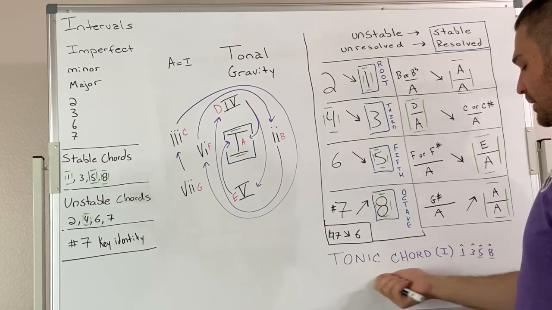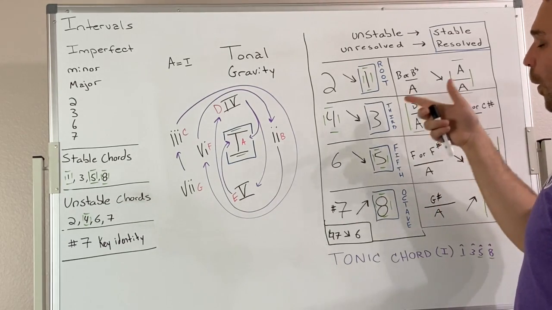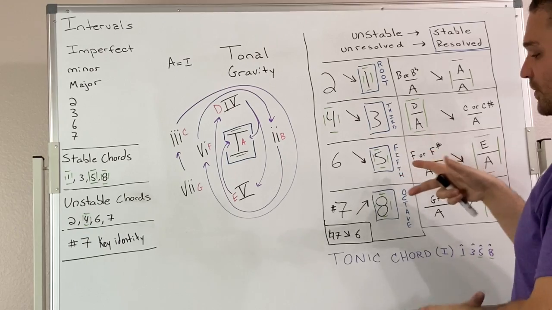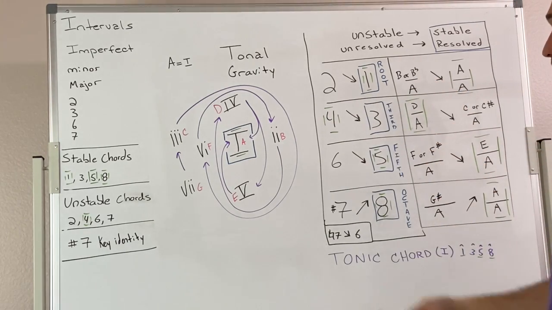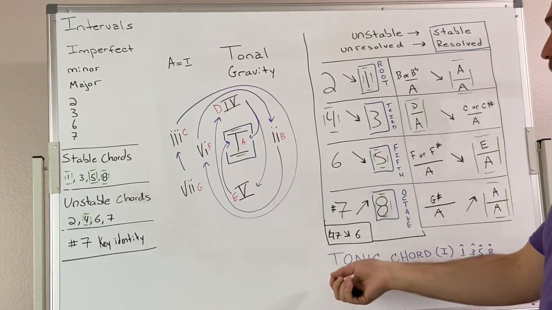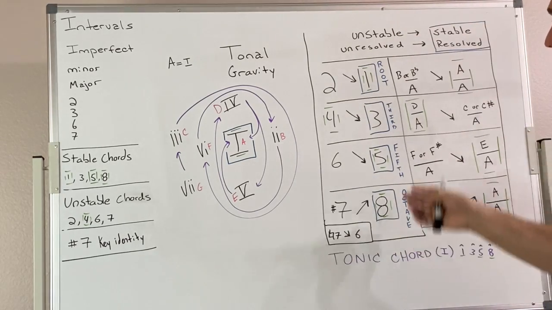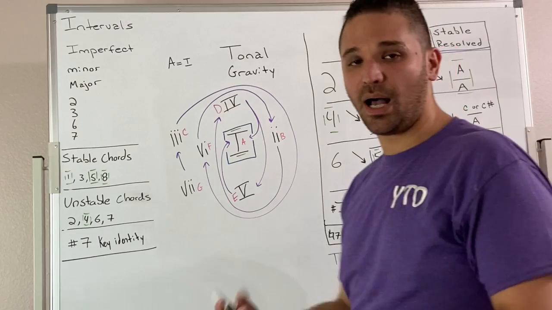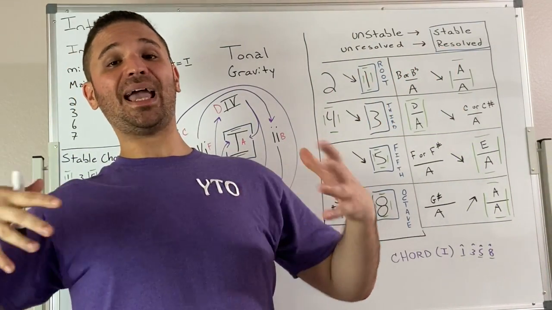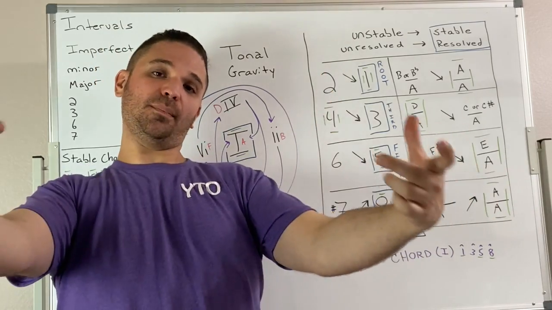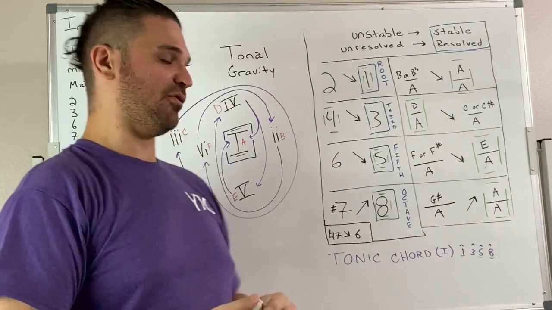Now, if you notice, the tonic chord is made up of all of the stable intervals at the same time. If I have a root, a third, a fifth, and an octave, I'm playing my 1 chord or my tonic chord, and that is the most stable, the most resolved combination of intervals in any key. That's home. Everything else is wanting to come back to that stable, resolved position.